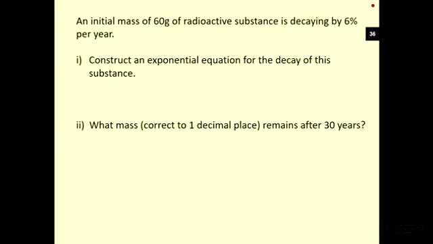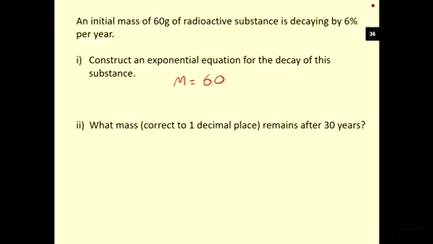An initial mass of 60 grams of radioactive substance is decaying by 6% per year. Construct the exponential equation for the decay of this substance. The initial letter you use doesn't matter whether you're talking about population, use P if you want, mass, use M. I'm going to talk about mass, that's good enough. The mass of this object is equal to what it was initially.